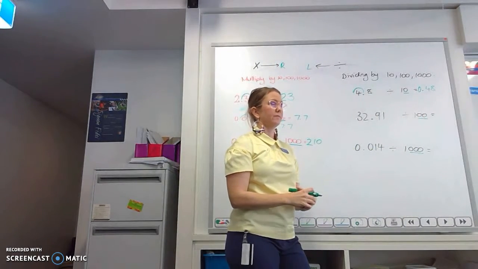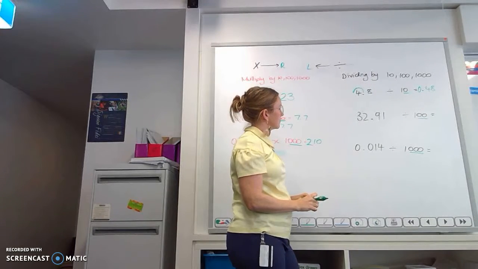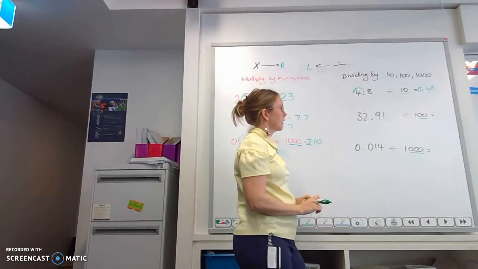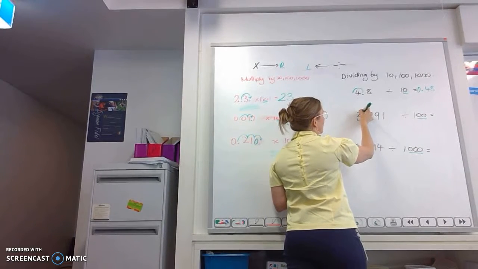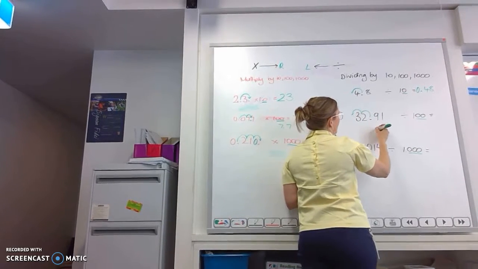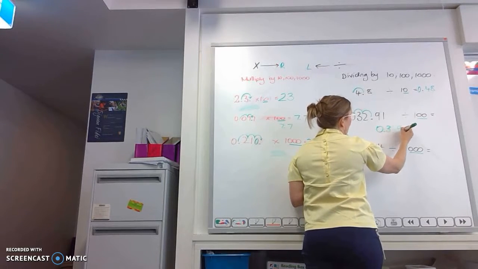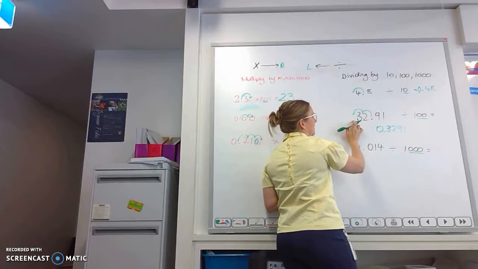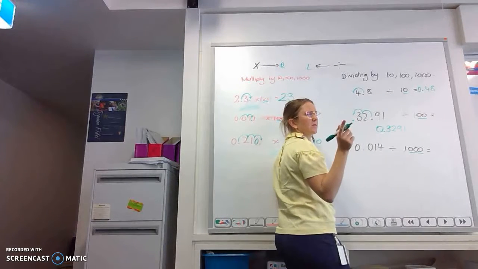Wait, for the next one we do, because it's 100, would we put 2 zeros? Or can it still be just 1 zero? Let's do it and find out. Okay. So 1, 2. So my answer is 0.3291 because it's not there anymore. We've moved it 1, 2 places out to the front. Does that make sense?